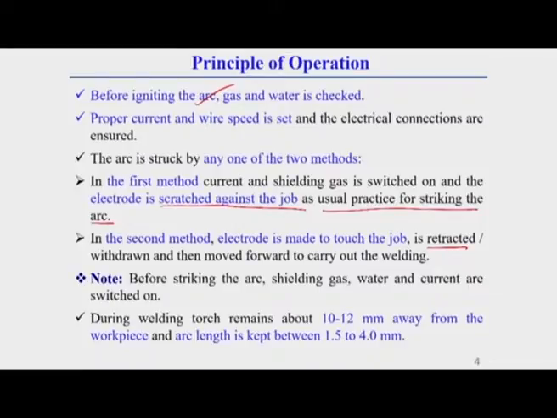So, before striking the arc itself, those should be switched on, and during welding the torch remains about 10 to 12 millimeter away from the workpiece. Here the arc length is generally kept between 1.5 to 4 mm. So from here you get a fair idea of the range of arc length generally used in the GMAW process, varying from 1.5 to 4 millimeter approximately.